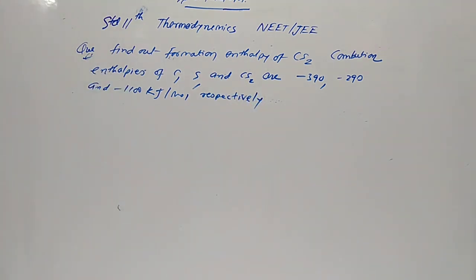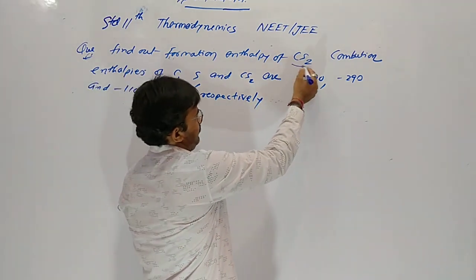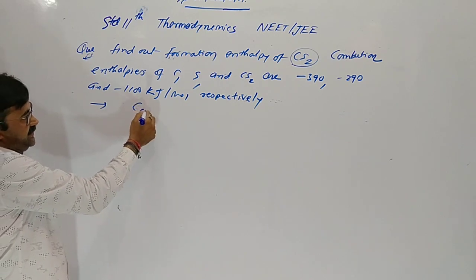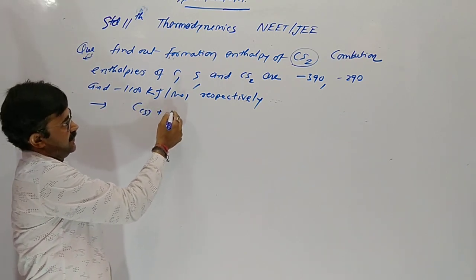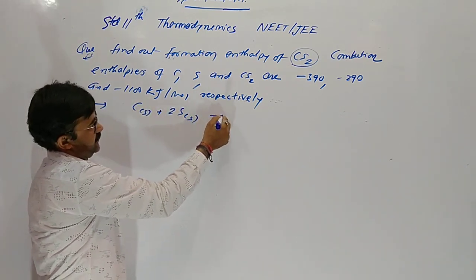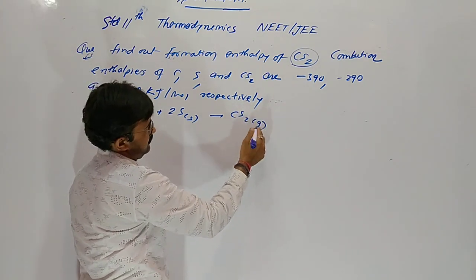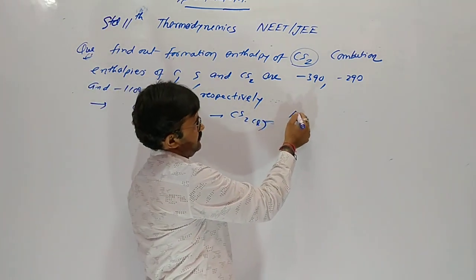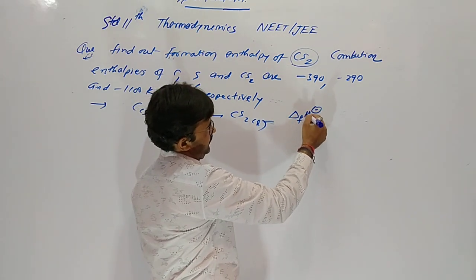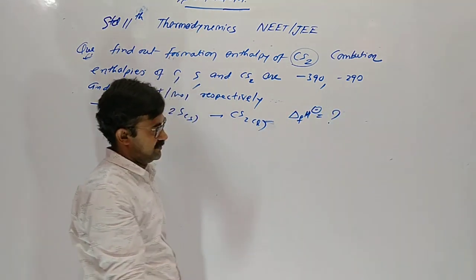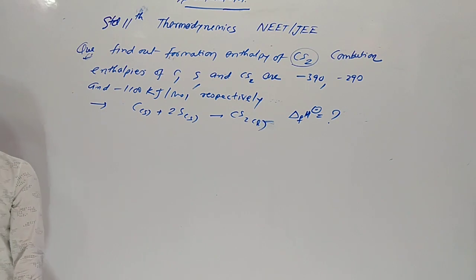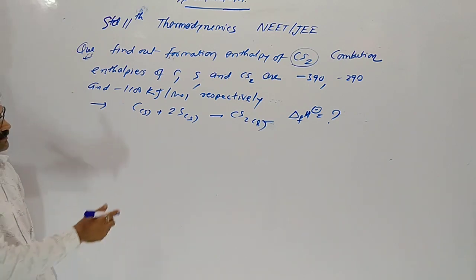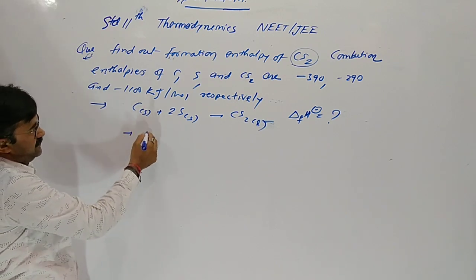We have to define formation enthalpy. Carbon disulfide નું formation કરવાનું. So first we have to make reaction. C solid plus 2 sulfur gives the carbon disulfide, which is liquid. From the elements whenever a compound occurs, the changing enthalpy is called the formation enthalpy.